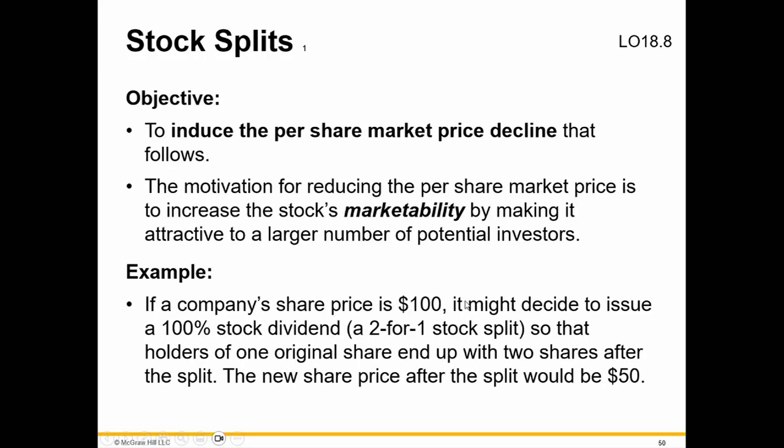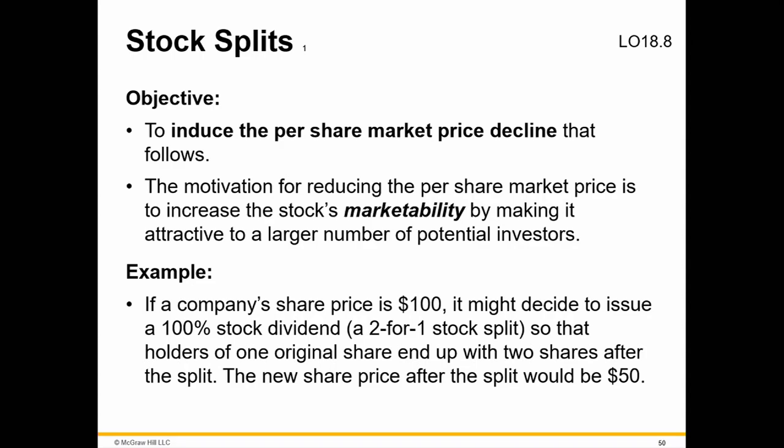Stock splits. A stock split is exactly what it sounds like. The purpose of this is to reduce the market price so it makes it more affordable. You literally take a share of stock and you split it into 2 or 4 or 10 or whatever the split is. So again, the objective is to induce the per share market price to decline, and the motivation for reducing the market price is to increase the marketability, to make it more attractive to a larger number of potential investors, to make it more affordable.